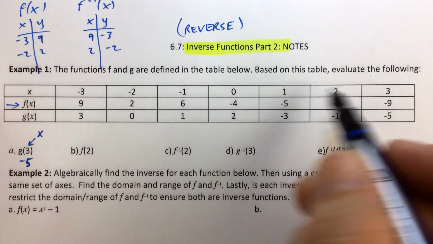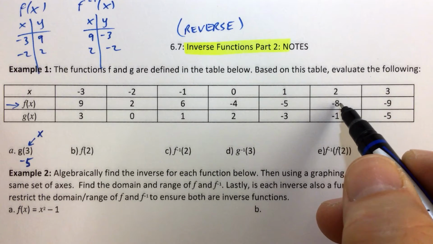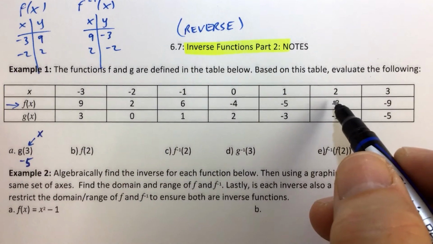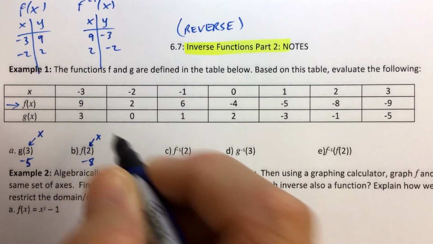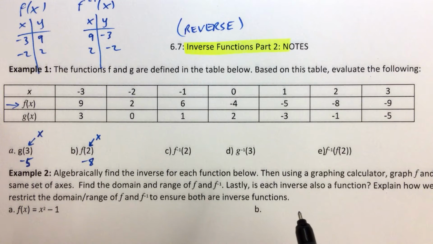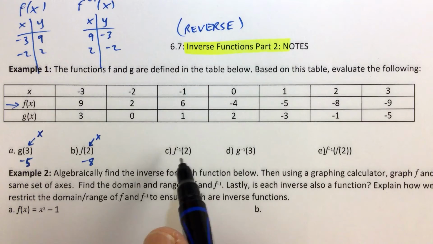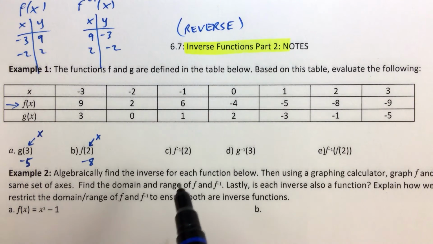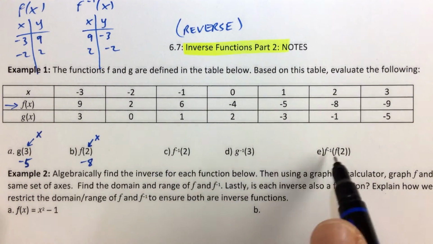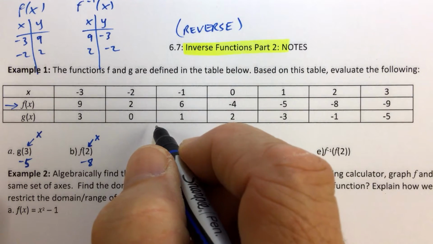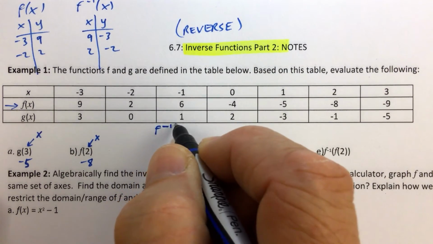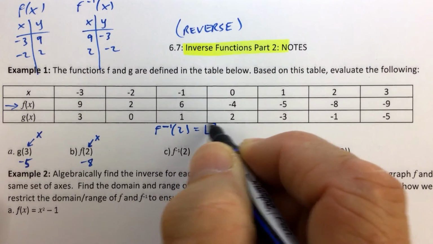F of 2, we find 2, we go down to the next row, which is -8, that's f of x. So f of x is -8 when x is equal to 2. That's how functions work. That's function notation. Now we see the next ones, C, D, and E are asking questions about f inverse and inverse functions here. So f inverse of 2, that's something we want to make sure we understand. F inverse of 2 is equal to something.